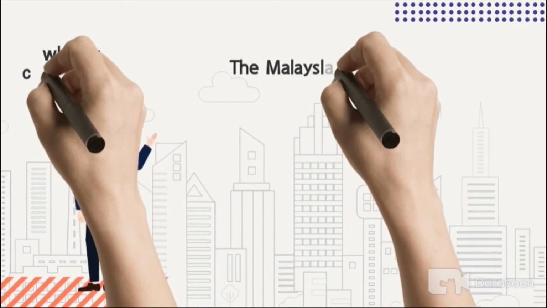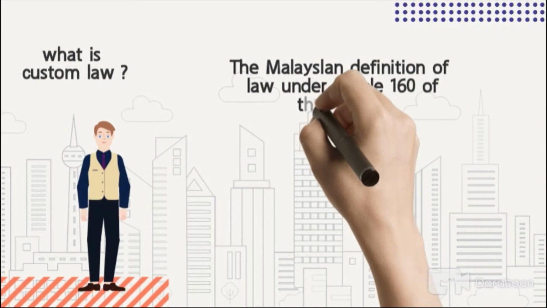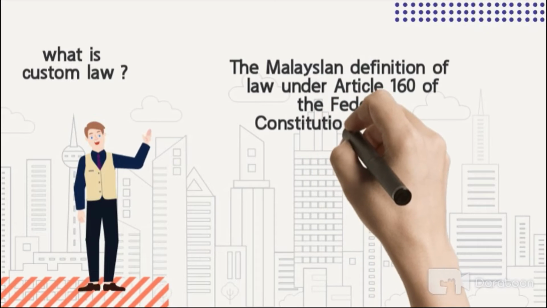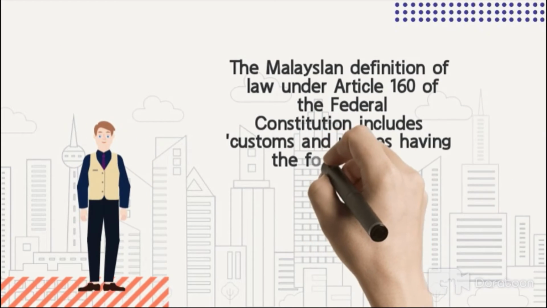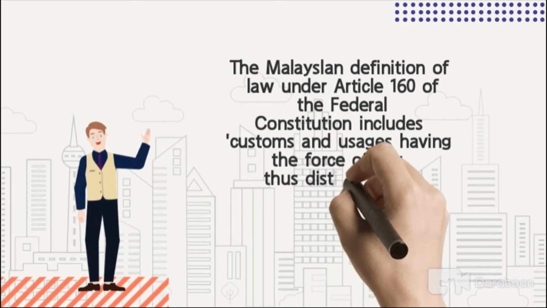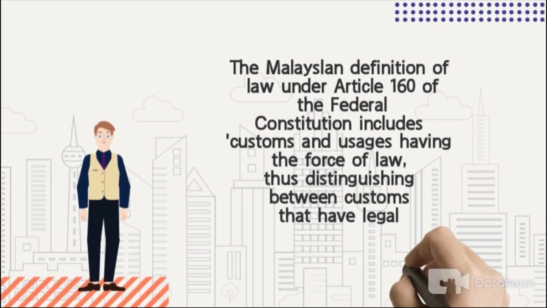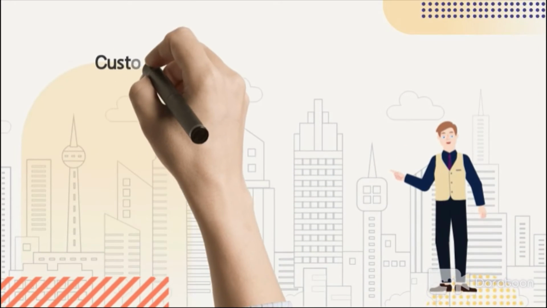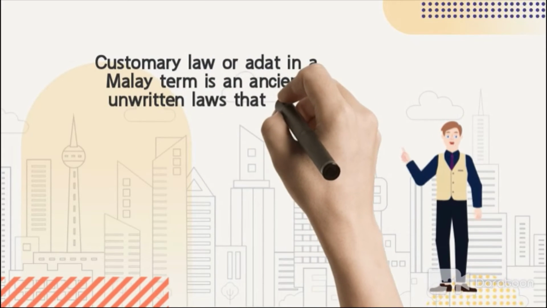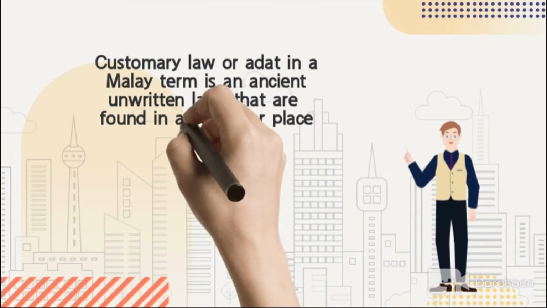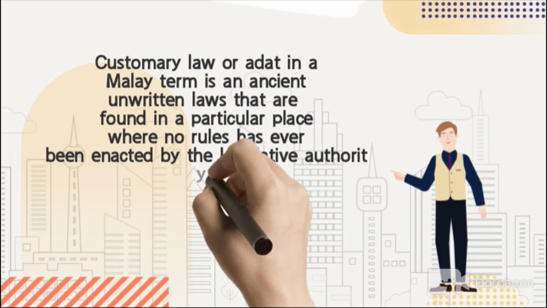Law under Article 116 of the Federal Constitution includes custom and usage having the force of law, thus distinguishing between customs that have legal force and those that do not. Customary law, or adat in Malay terms, is in essence unwritten law that is found in a particular place where no rules have ever been enacted by the legislative authority.